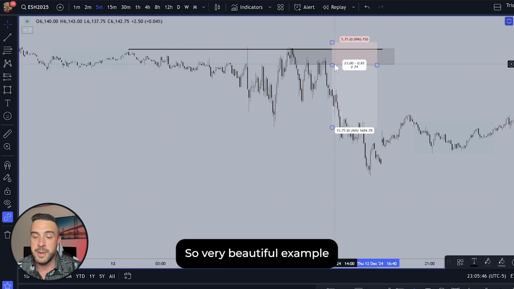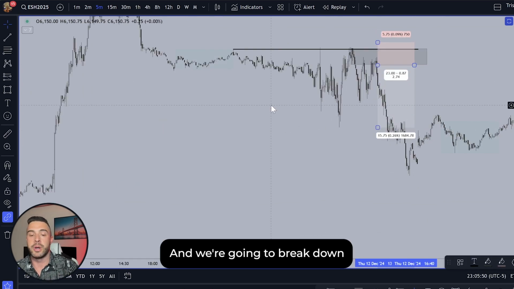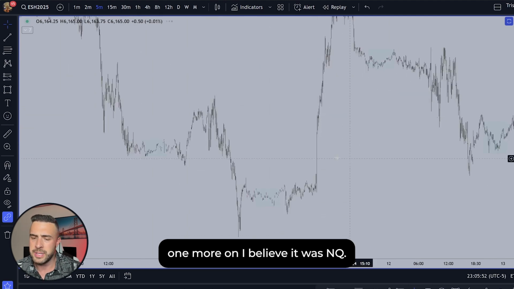So, very beautiful example of an SMT setup. And we're going to break down one more, I believe it was on NQ.